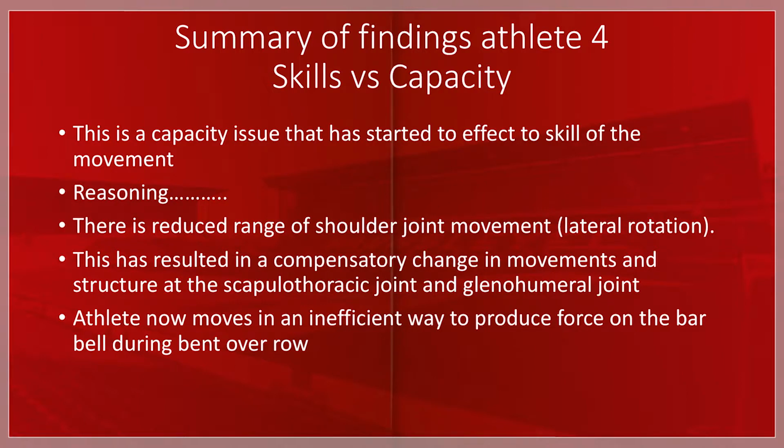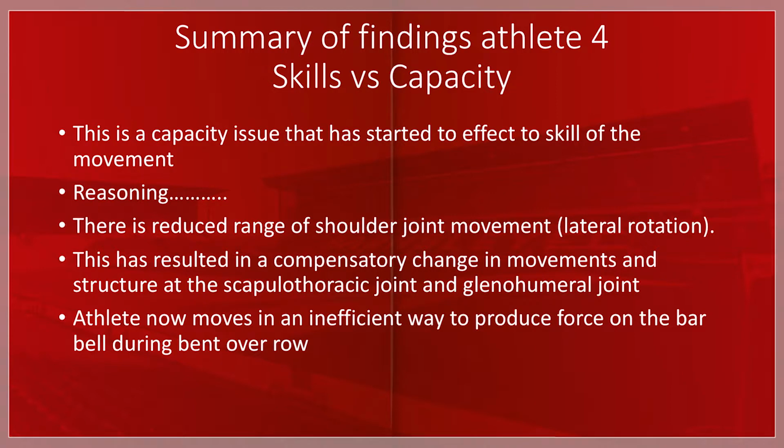I believe this is a capacity issue that has started to affect the skill of the movement. My reasoning for this: there is reduced range of movement at the shoulder joints, in particular lateral rotation and internal rotation, on testing. This lack of available rotation at the shoulder joints has resulted in compensatory movements at the scapulothoracic joint. Also, this lack of rotation is not allowing the athlete to extend correctly. Instead, he needs to gain abduction with the extension to get the range of movement.